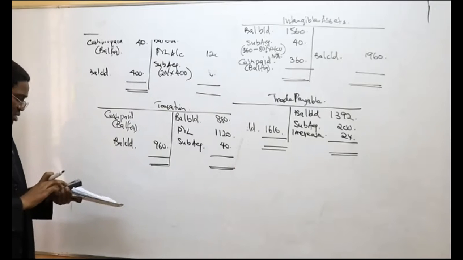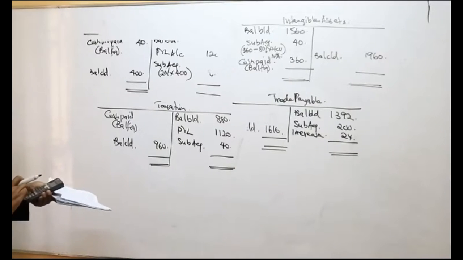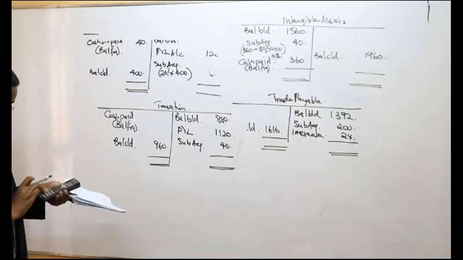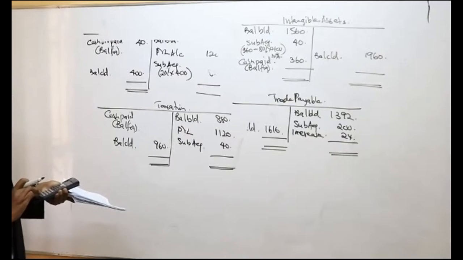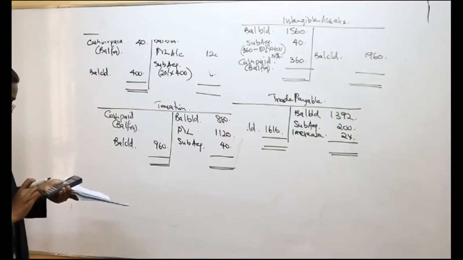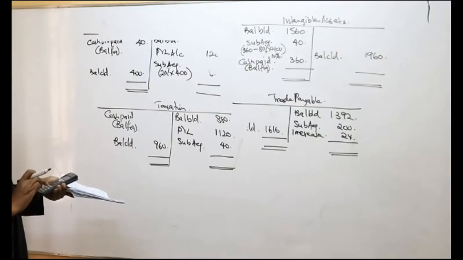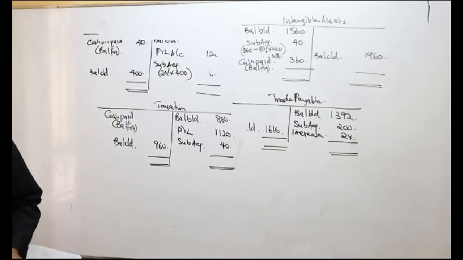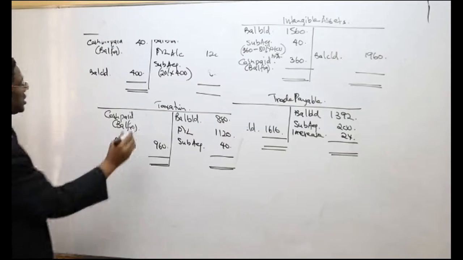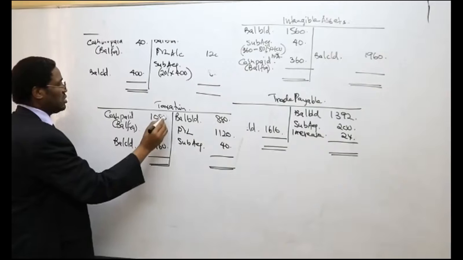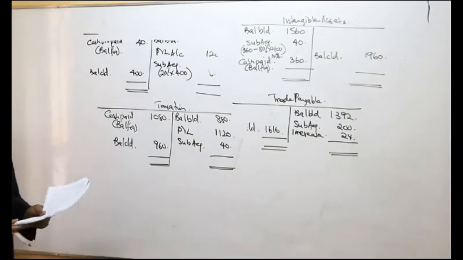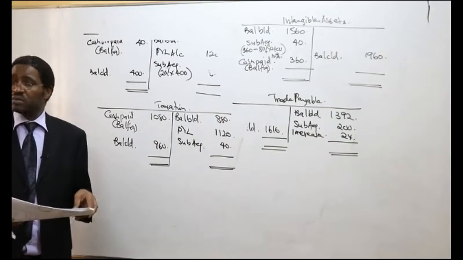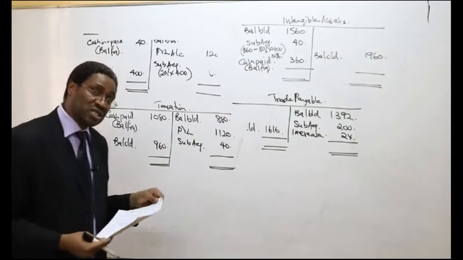So if I add the credit side, that is 880 plus 1120 plus 40. This other side, there is 960. So it means we paid a total of 1080. Cash paid, the balancing figure is 1080. So I'm through with the analysis of the items in the balance sheet.